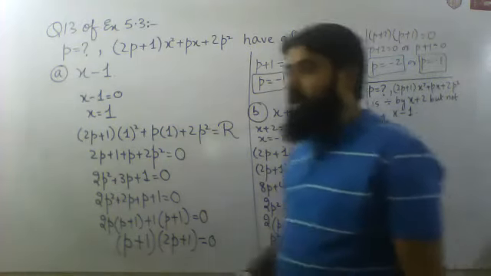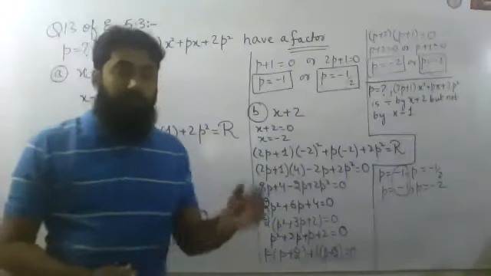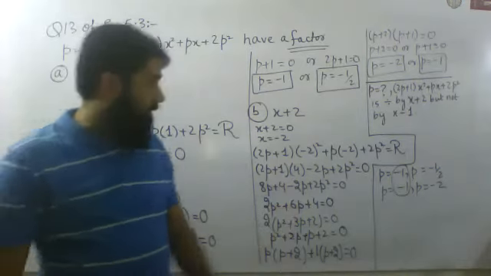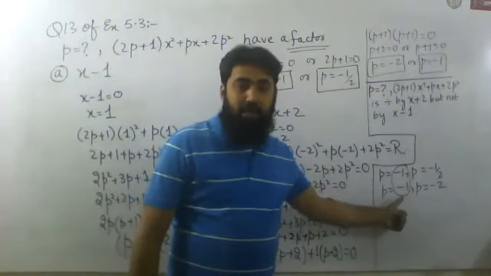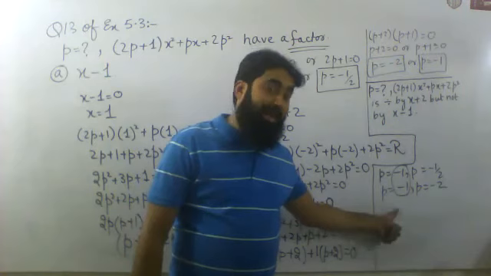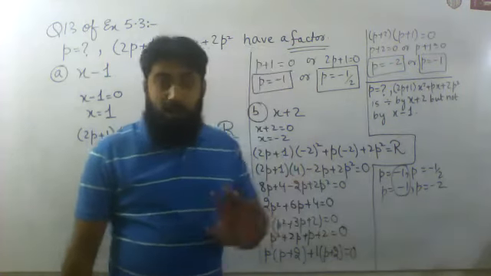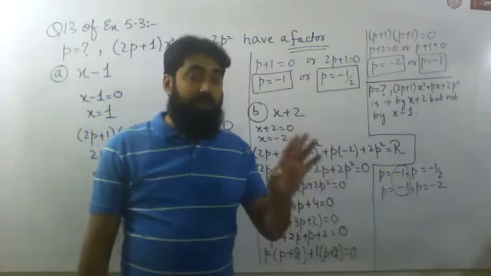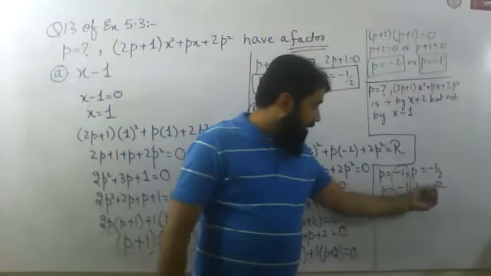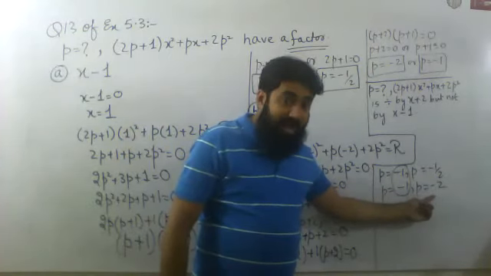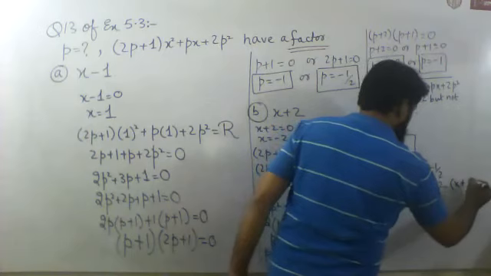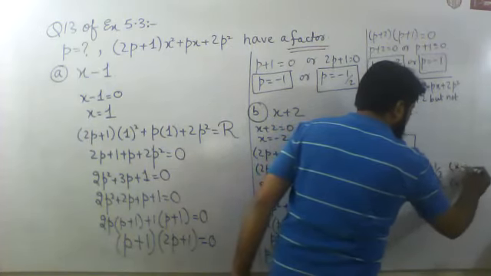If in the question they are going to ask for what value of p this thing is exactly divisible by x plus 2 and x minus 1 both, then you will state that for this value of p it will be exactly divisible by x plus 2 and x minus 1. But this is not my question. My question is saying it should be divisible by x plus 2 but not by x minus 1. So minus 2 is that value.